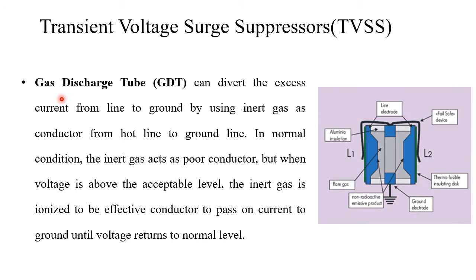Similar to the MOV, the gas discharge tube is also a surge suppressor, in which an inert gas or rare gas is filled inside the tube. At normal conditions, it acts as an insulator, but when there is some high voltage, the gas gets ionized, it conducts and forms a way to the ground. So the high voltage and high current flow to the ground, thus acting as a surge diverter.